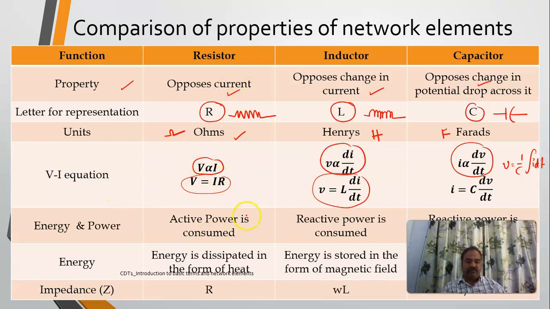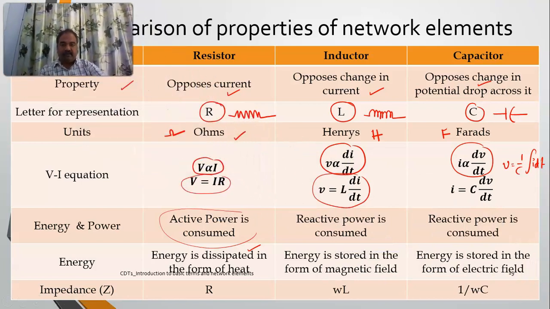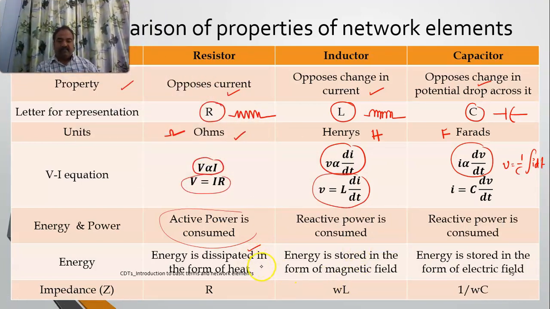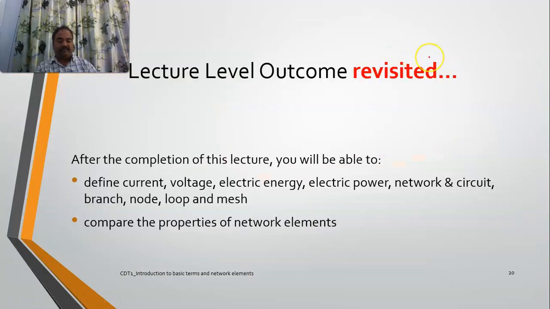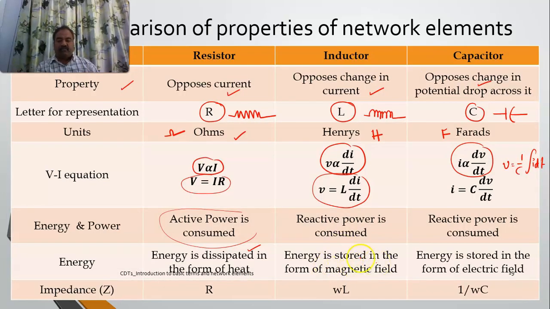And coming to power. In a resistor, active power is consumed and the energy is dissipated in the form of heat. This is an important thing which you must remember. The other two elements store energy in the form of magnetic or electric fields. Inductor stores energy in the form of magnetic fields, and in a capacitor, energy is stored in the form of electric fields. In a resistor we have active power, whereas in inductor and capacitor we have reactive power. And coming to impedance, we will discuss these things in unit number 3.